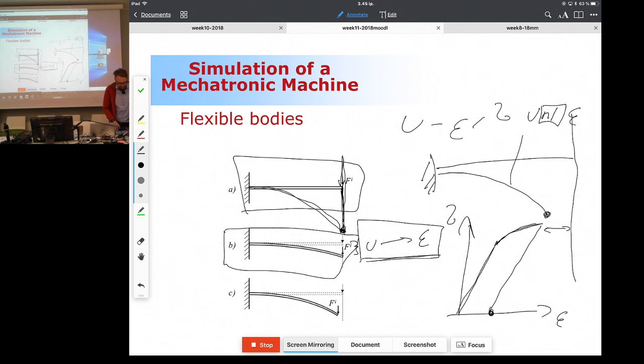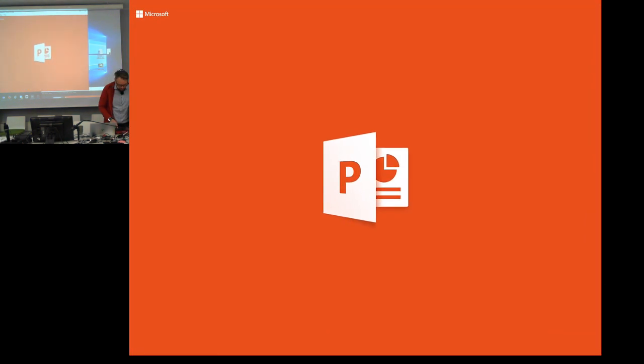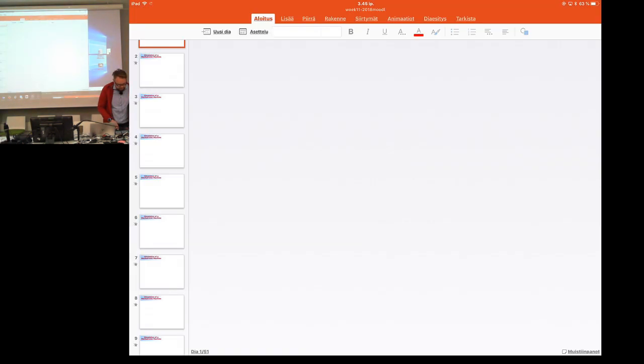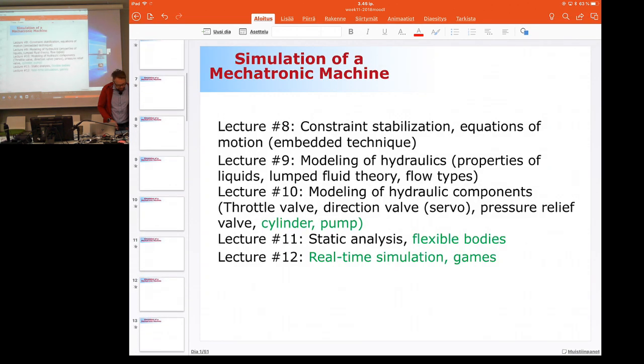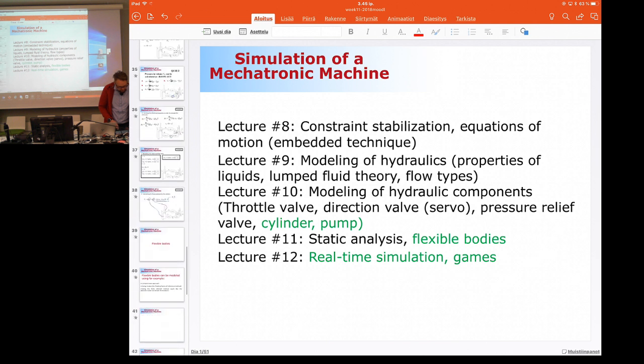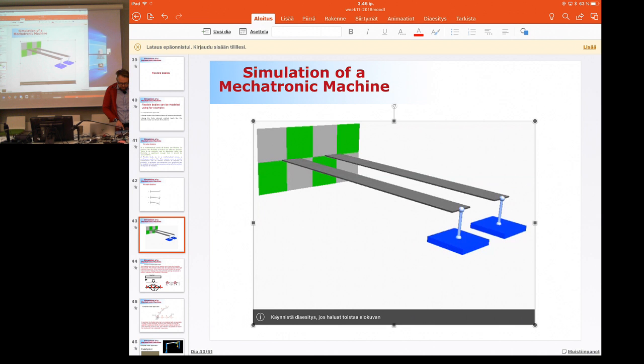Okay, but I see that this is becoming a little difficult. So question to you. Okay, let me see. This geometrical nonlinearity. But yeah, so I just need to do this.